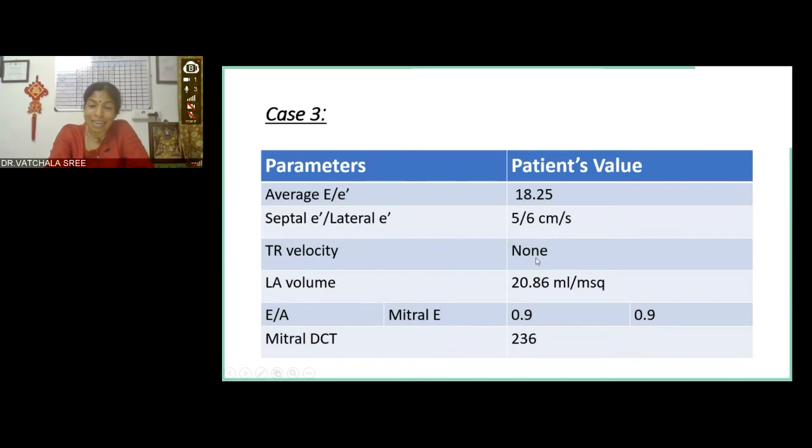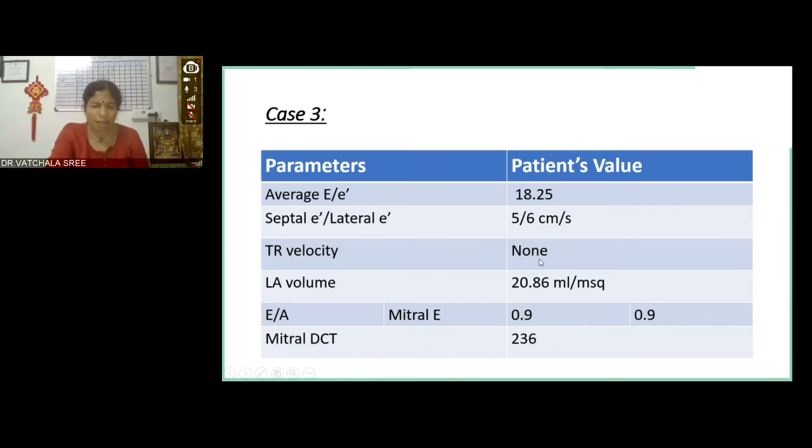So now we said that for somebody with a normal EF to say that they have diastolic dysfunction, they have to have at least 3 to 4 criteria. Okay, so this gentleman is only having 2 criteria. The mitral EA velocity is 0.9, so it is not less than 0.8. The mitral E is 0.9, so it is not actually less than 0.5, and the DCT is more than 236.